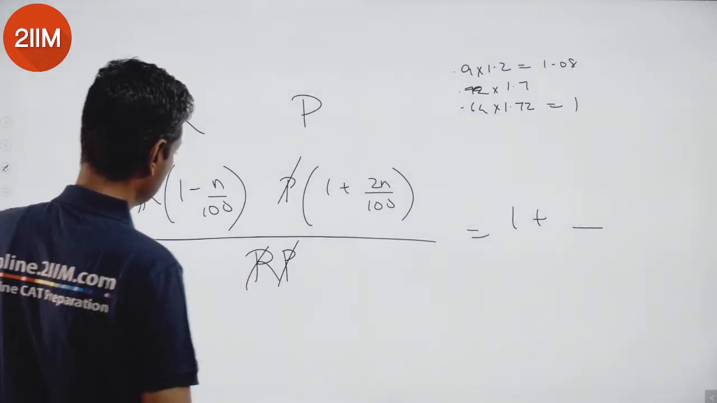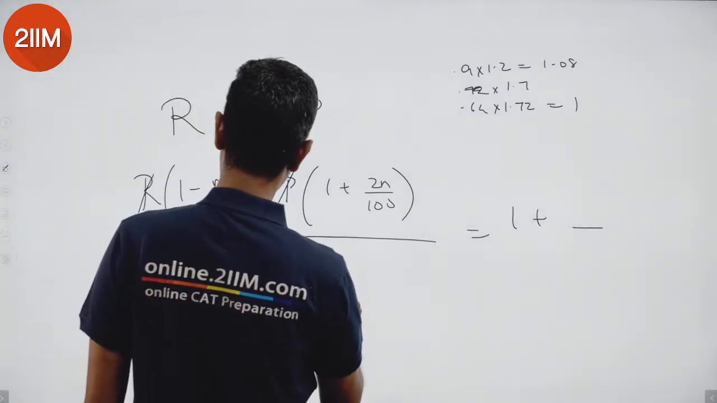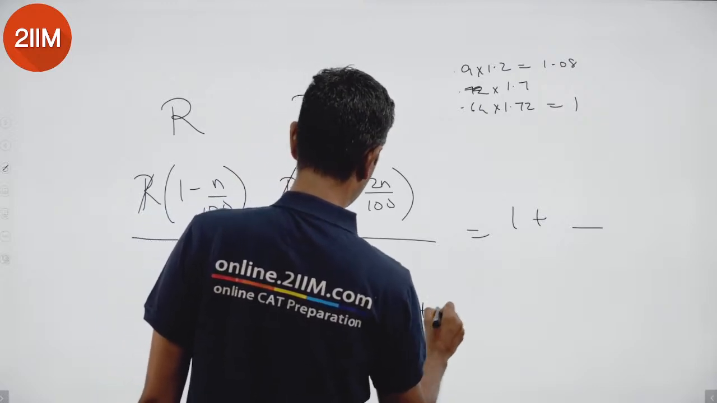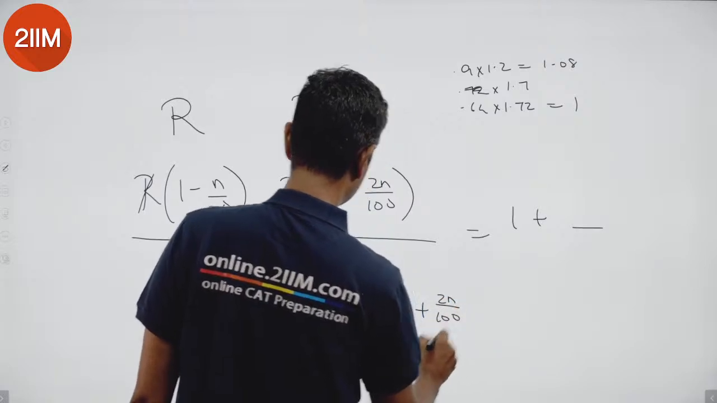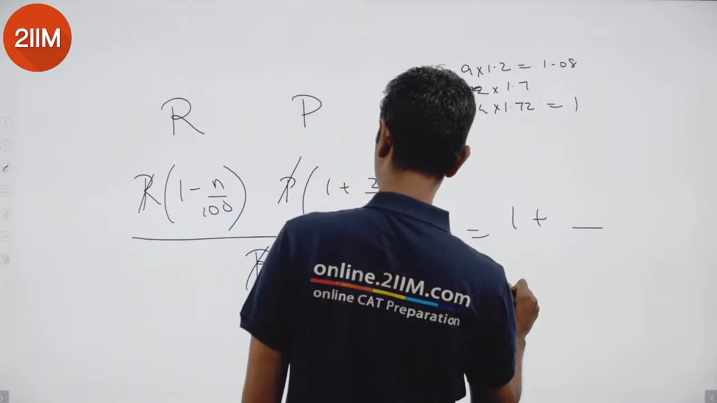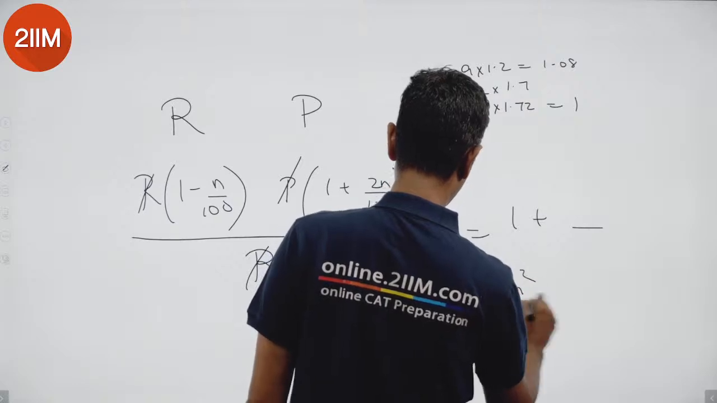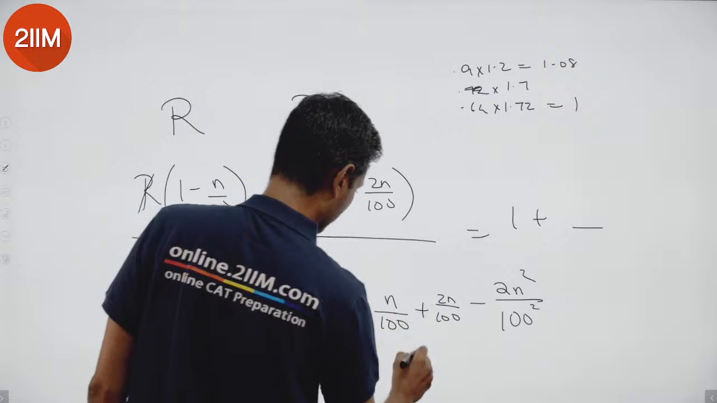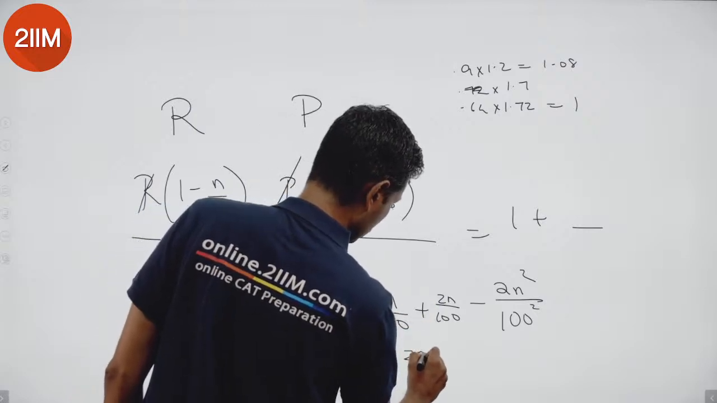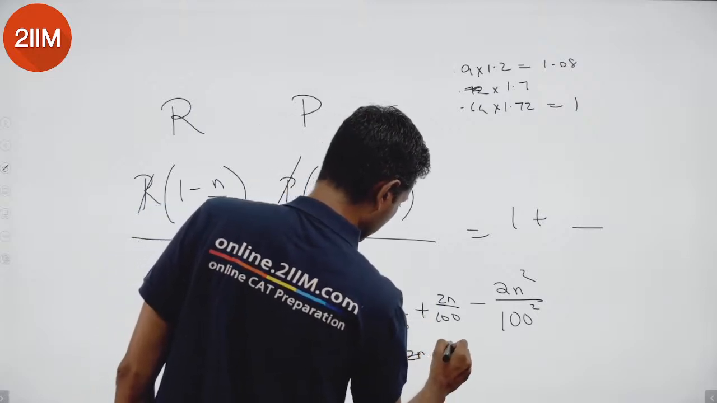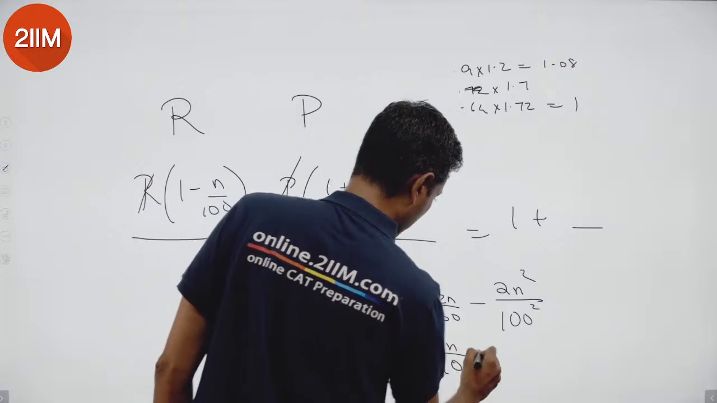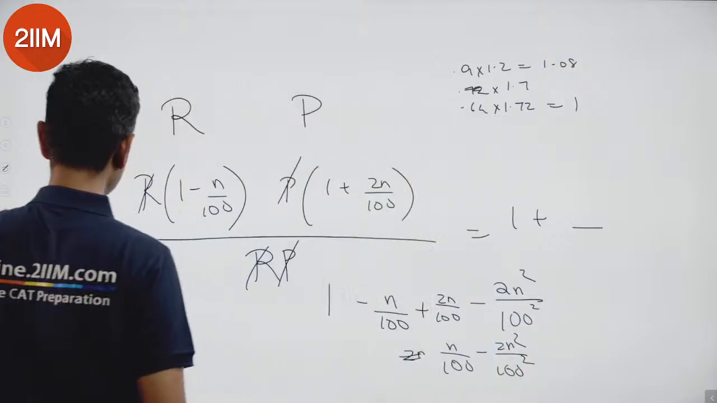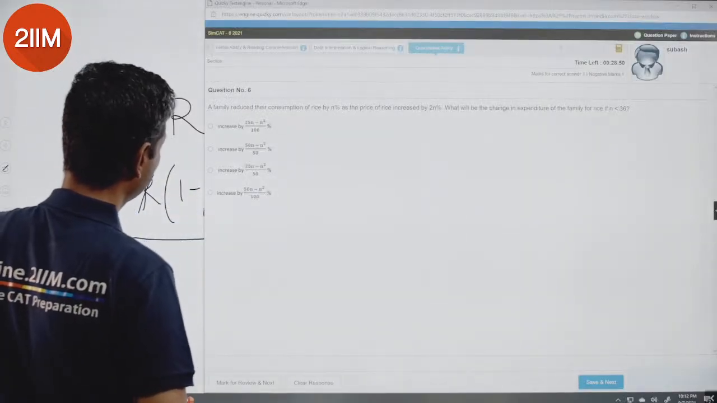So, okay. 1 minus n by 100 plus 2n by 100 minus 2n square by 100 square. This should be written as 1 plus something. So 2n by 100 minus n by 100 is n by 100 minus 2n square by 100 square. N by 100.